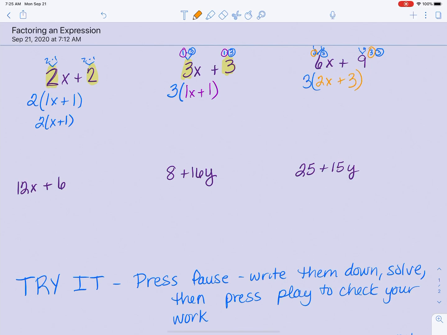3. Now, how do we prove this is right? Because if I apply the distributive property, I get 6x plus 9. So that's why this is right. This is your correct answer.